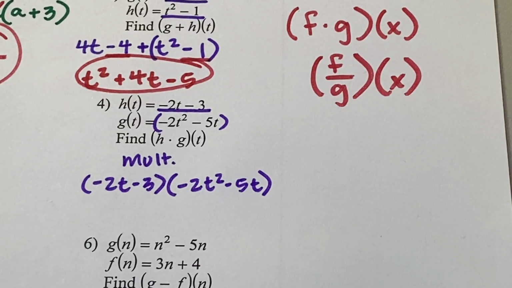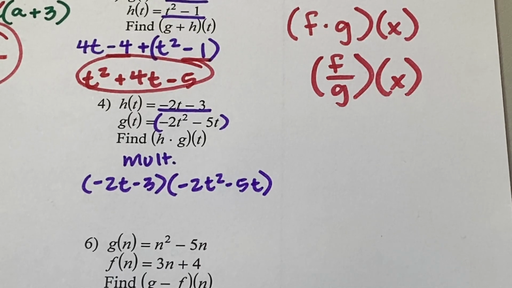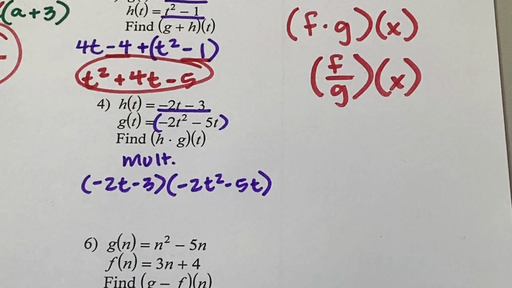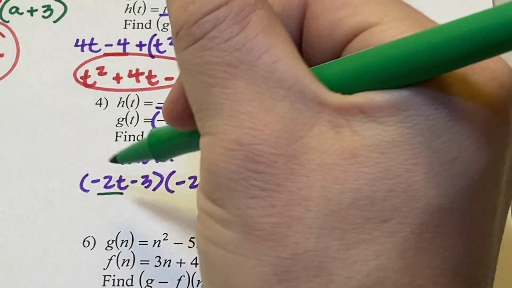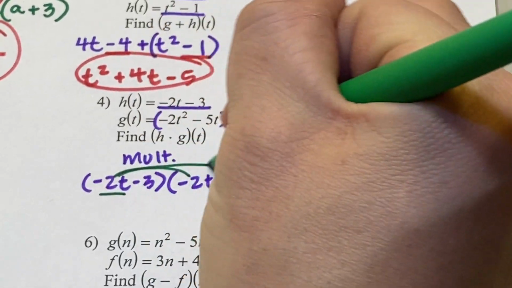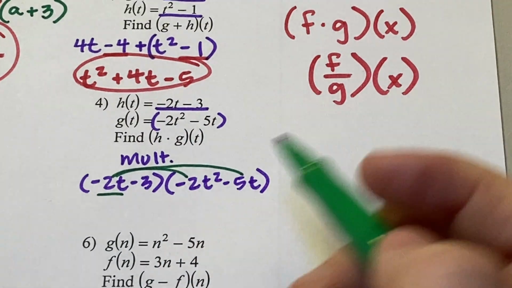You can use the box method if you want, but I really like FOIL too. Think of it as little swooshies, which means we're going to take our first term and multiply it to both of those terms. Okay, so let's see what we get.